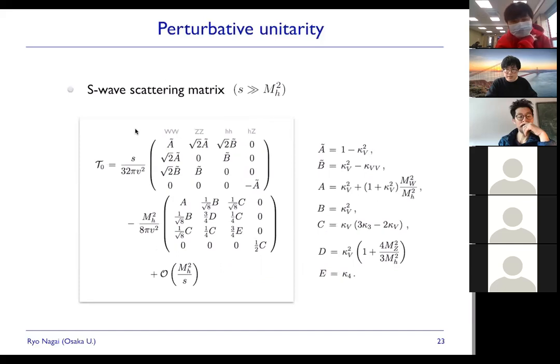Here I show the S-wave amplitude in the high energy limit. The matrix basis is taken as WW, ZZ, HH, and HZ. This component corresponds to the WW to WW scattering amplitude, and for example, this component corresponds to WW to ZZ, and so on. The perturbative unitarity constraint imposes an upper bound on the maximum eigenvalue of this scattering matrix.